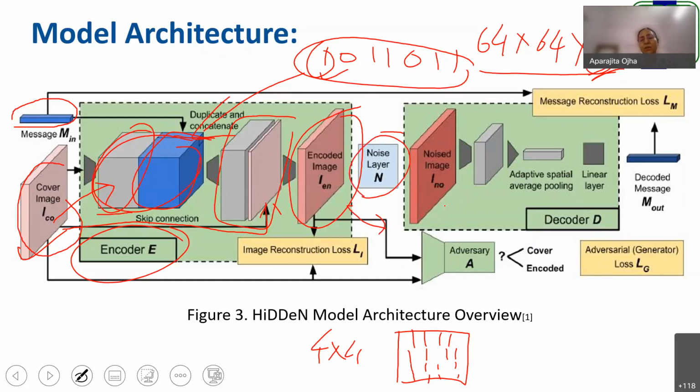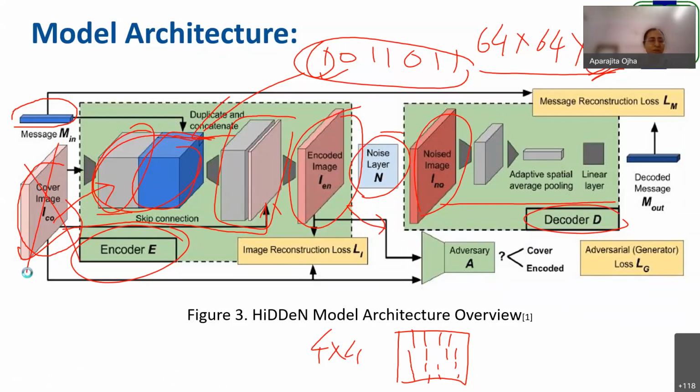The noisy image will be sent to the decoder network, and the decoder network will be trained on the noisy image, without any information of the cover image, to extract or decode the message, which is the same message as shown here. Is that clear to you? I'm using two networks, encoder and decoder. The encoder's work is to embed the data in the image, and the decoder's work is to decode from the noisy image the message that has been added. So this is the original message, and this is M out, the decoded message.